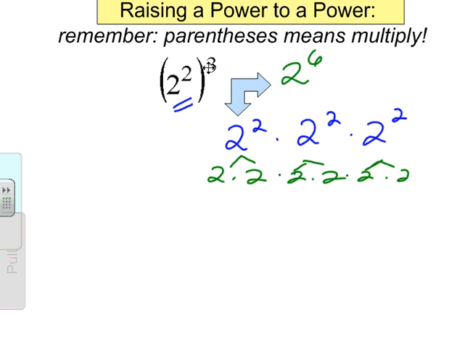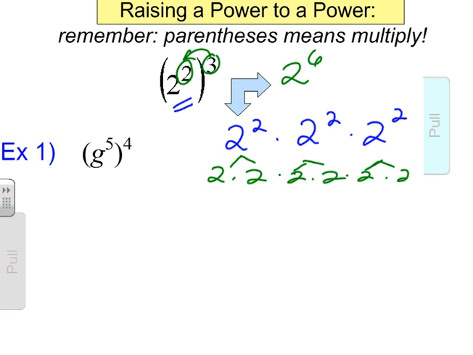Well, the way we can do that is we remember that parentheses means to multiply. We have 2 times 3. We're going to distribute that 3 out to the 2. When we distribute, we always multiply. So the exponents are distributing out. We have 3 times 2, so that's going to give us 6. And so there we have 2 to the 6th power. So let's take a look at some more and see if we can apply this.